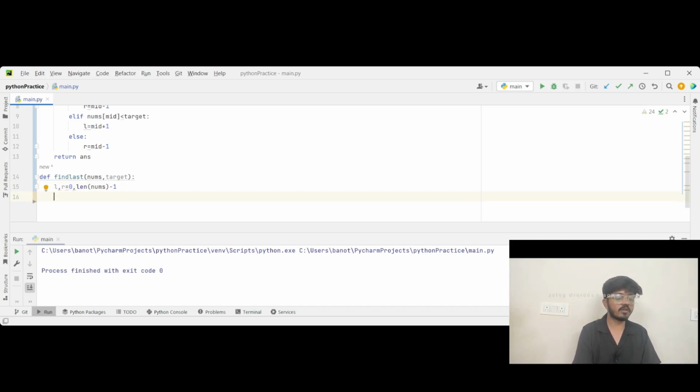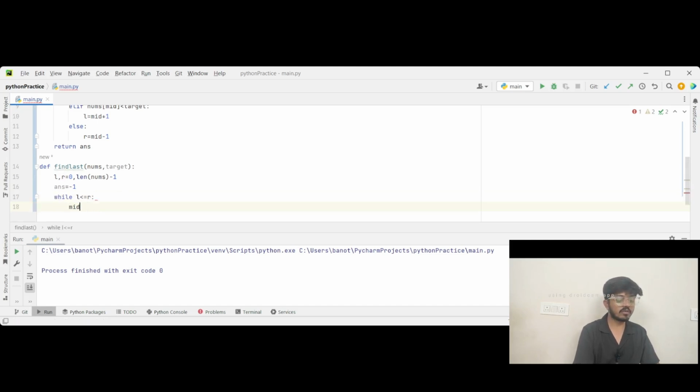Then initially we take the answer equals minus 1. Why? Because if I don't get that value, then we return minus 1. Again I check if low is less than or equal to r, then we find the mid value, that is low plus r floor division 2. Again the same thing I am doing. So if nums of mid is double equals to the target, then if it is true, ans equals mid, so I am storing the mid.